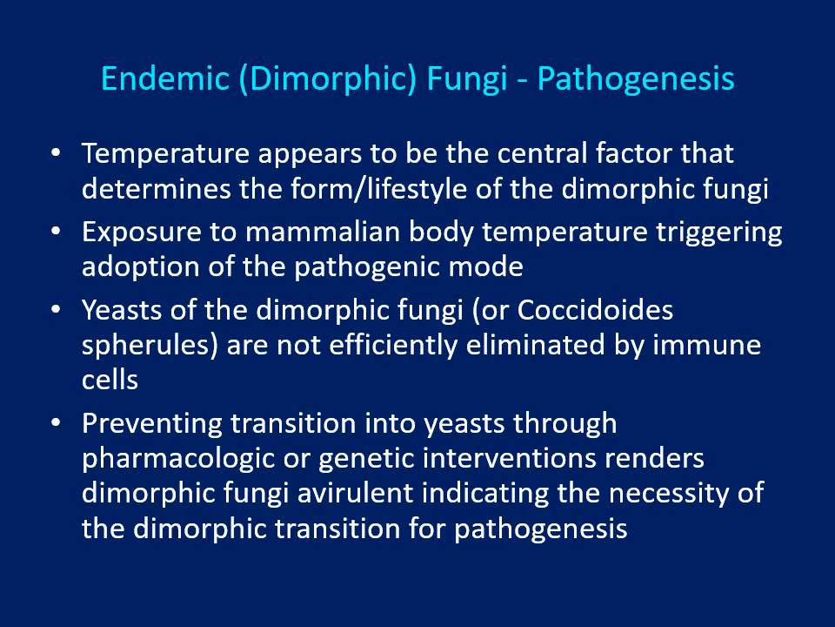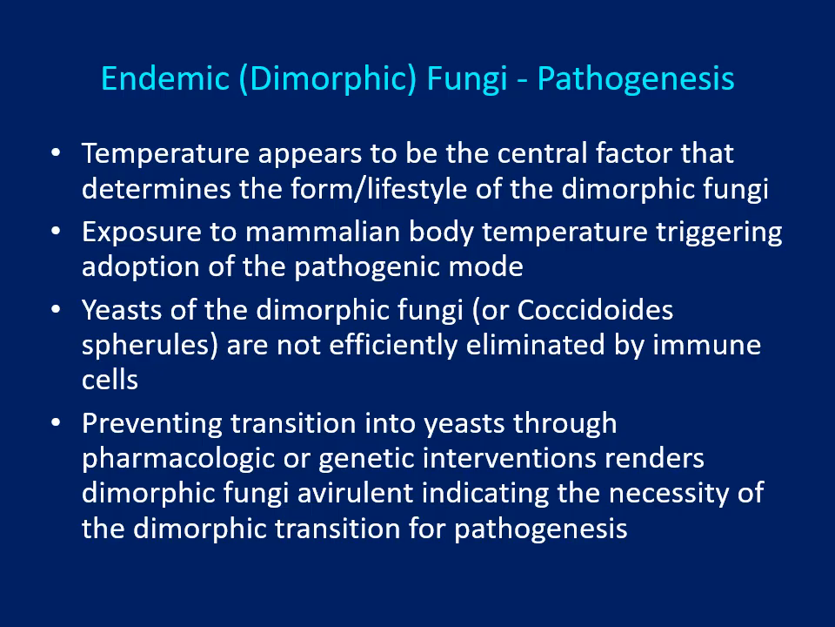Temperature appears to be a central factor that determines the lifestyle or form of the dimorphic fungi. Exposure to mammalian body temperature, our body temperature is somewhere around 37 degrees, triggers adoption of the pathogenic mode, which means that they live in nature in the filamentous form. When they go inside our body, where the body temperature is 37, they will be transformed into the yeast, and in the case of Coccidioides, to spherules.